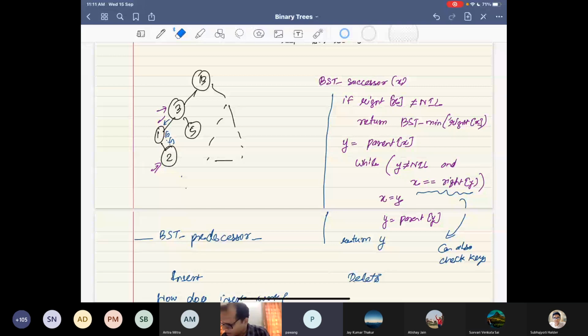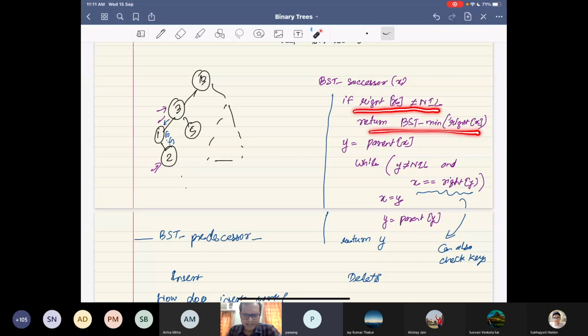We were finding the successor of 2. This is just a pseudocode, not a C code. I'm more comfortable here, but we can write a C code if you want. Okay, so successor of x. If right of x is not nil, this is easy. Otherwise, you have to say y is the parent of x. So what is the parent of x? 1. Okay, so y is the parent of x.